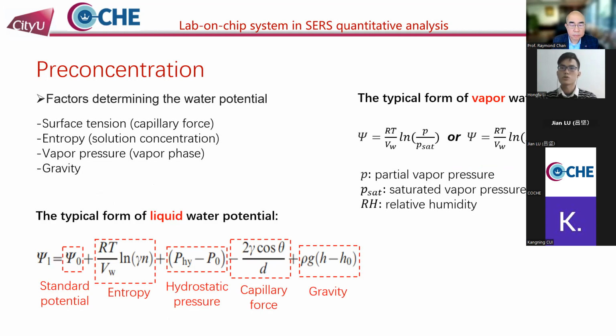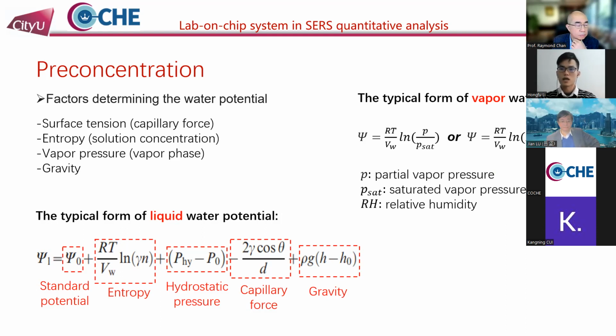Water potential is a unit to describe the tendency of the water flux during the evaporation. Generally, the water transports from the position with higher water potential to where it is lower. And in a liquid environment, it is determined by factors like the capillary force, the solution concentration, the hydrostatic pressure, and even the gravity.